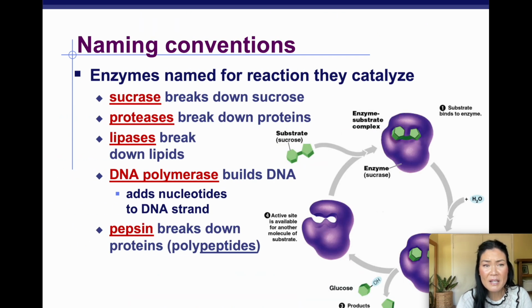Some examples of enzymes: sucrase breaks down sucrose. Proteases break down proteins. Lipases break down lipids. DNA polymerase builds DNA, okay? Because it's a polymerase, it's making a polymer. It adds DNA nucleotides to a growing strand. Pepsin, I mentioned this before, it breaks down proteins, okay? It breaks down those polypeptide bonds, those peptide bonds, okay?